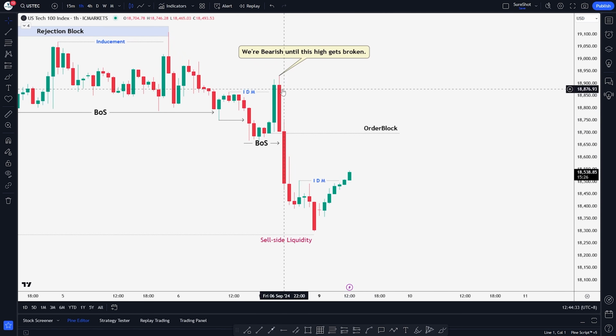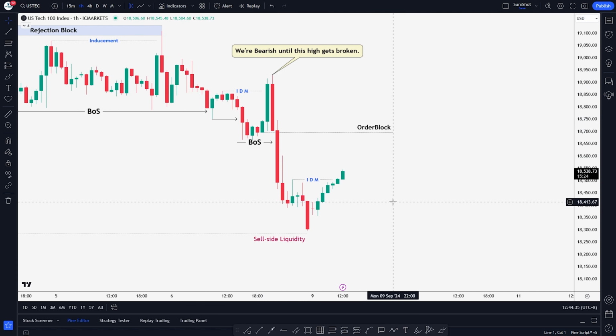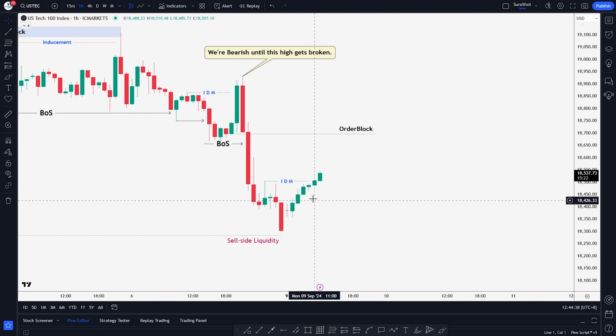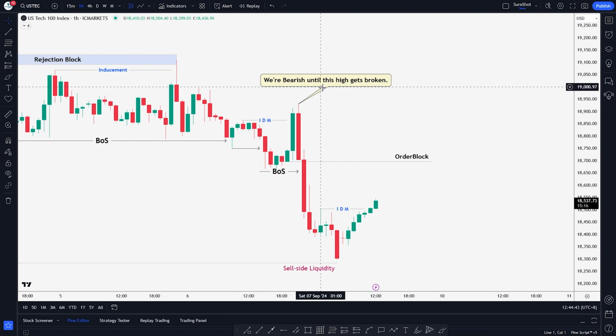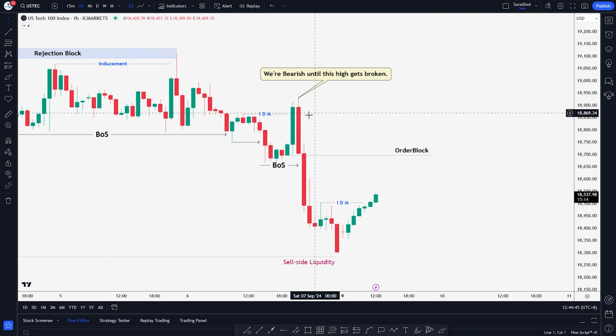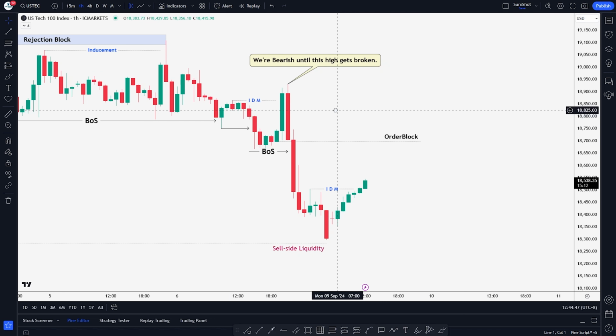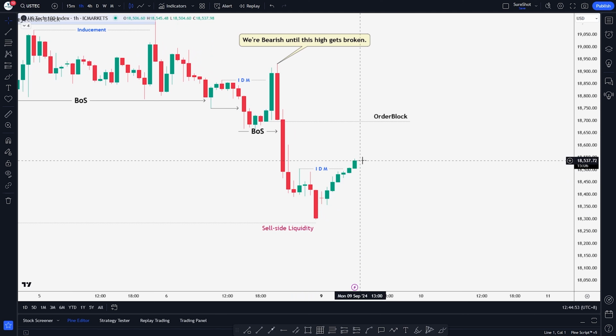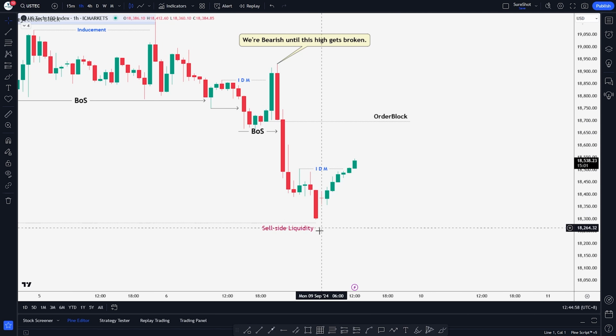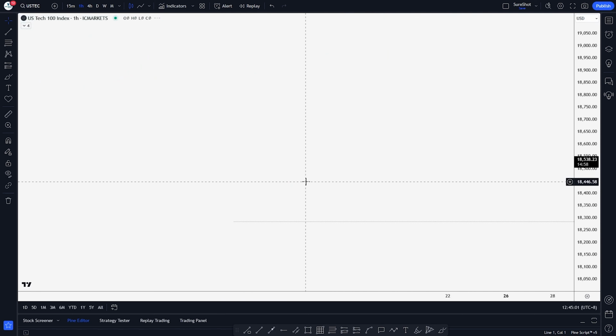Last NFP pushed the market heavily downwards and the market is currently pulling back and probably heading back to this order block. Now this is a strong high because the market took out inducement and caused a break of structure. We are expecting that this Monday there will be a pullback to this order block, and the market may aim for this sell side liquidity, which is an old low.